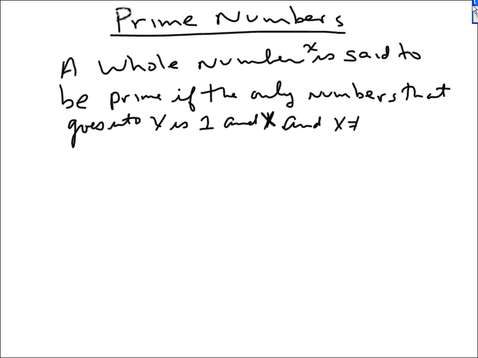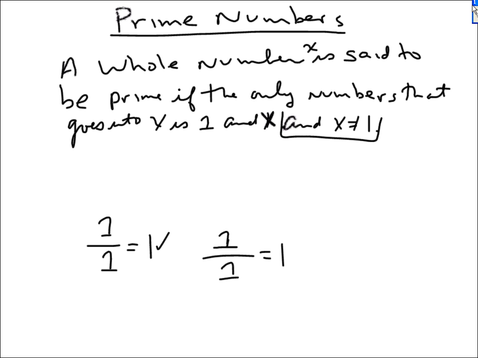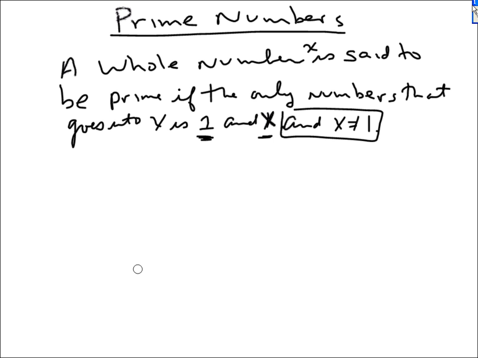And the number is not 1. 1 is not a prime number. The only number that goes into 1, yes, 1 goes into 1 evenly. And that number itself, namely 1, goes into 1 evenly. And nothing else goes into 1. If I exclude this piece right there, then x can be 1, because the only number that goes into 1 is 1 and itself. 1 and 1 is just 1. I'm not adding them. Okay, 1 is not a prime number.